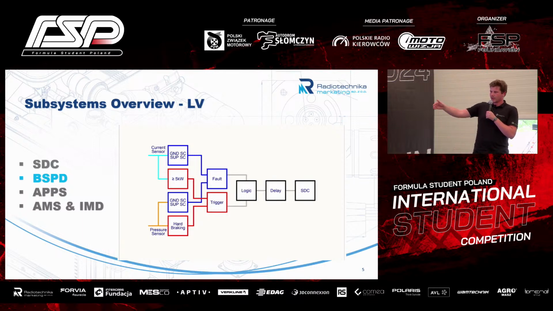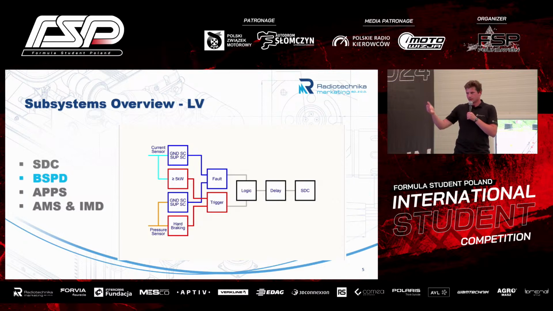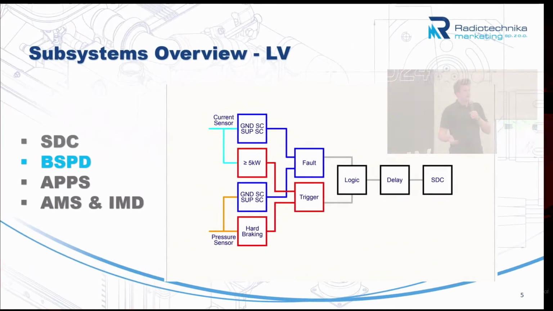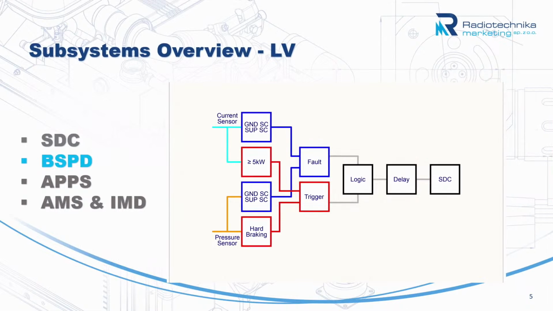So we have the trigger block, which is responsible for driving the logic and basically checking if the two signals are present, and also the fault block, which checks for faults in the wiring. And then we have the delay block, which is responsible for checking if the persistence is more than half a second, and also for the reset of the BSPD, which is 10 seconds. And then we have the action on the shutdown circuit, which is opening it or being able to close it again.